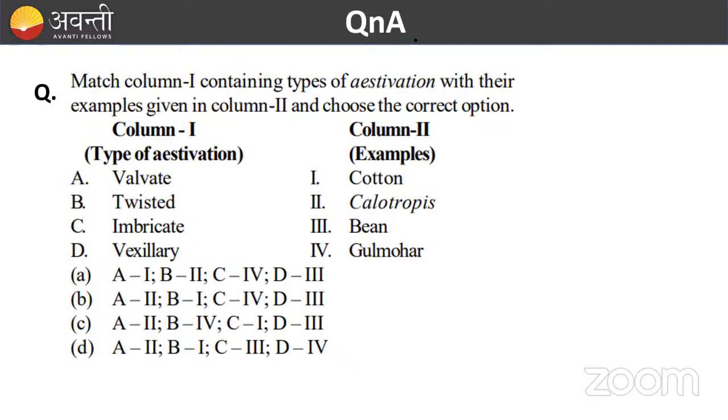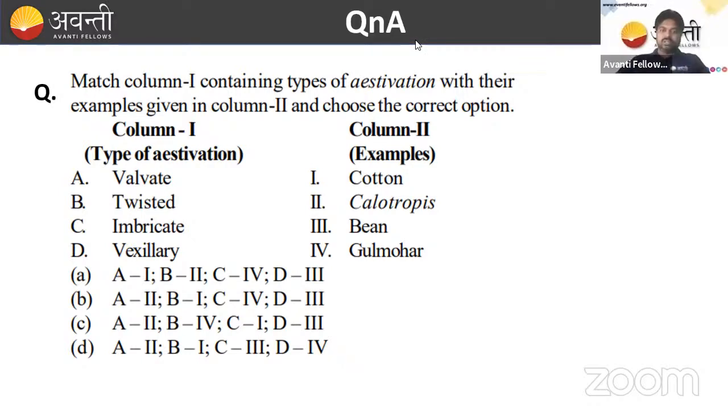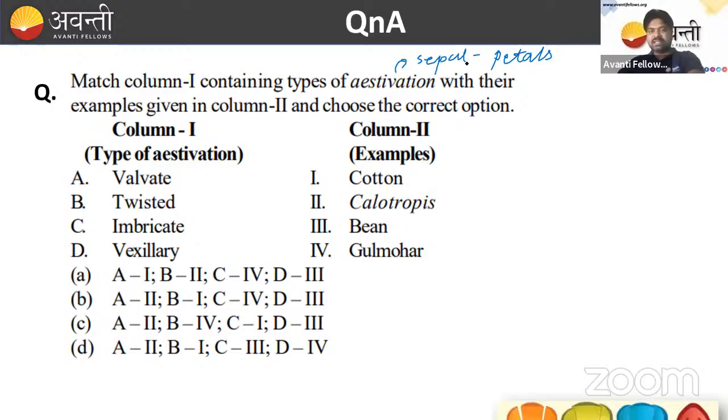Okay, so I'm ending this poll here. Again, 100% of people take part in the question solving, and they give the correct answer. So then what is meant by estivation? Estivation is the arrangement of sepals and petals. ठीक है, so petals और sepal का जो arrangement होता है, that thing is known as the estivation.